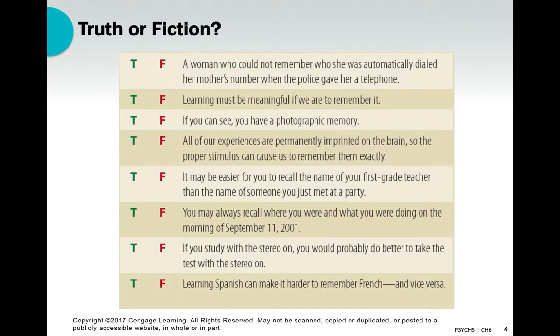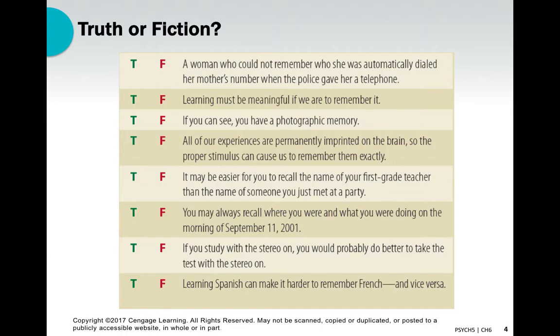Okay, let's move into chapter 6. Go ahead and take a look at these true-false items. Go ahead and test yourself. Maybe write down or mentally keep track of which ones you think are true and which ones you think are false, and we will look at each of these questions later on. But you can feel free to pause the video if you'd like.